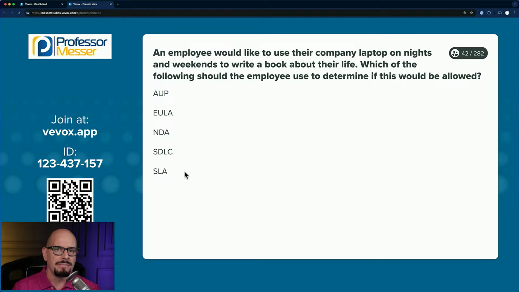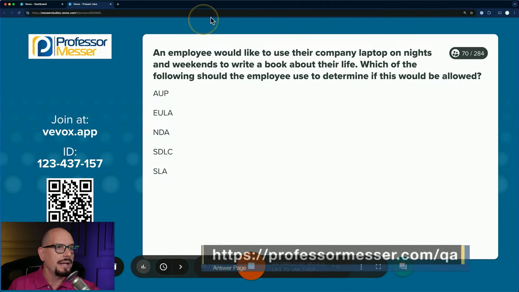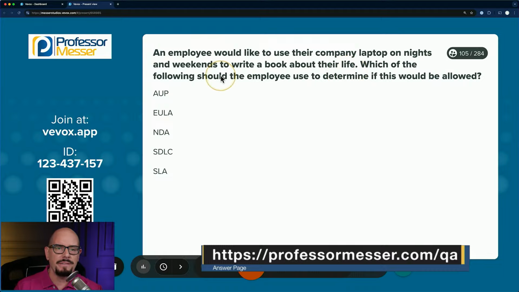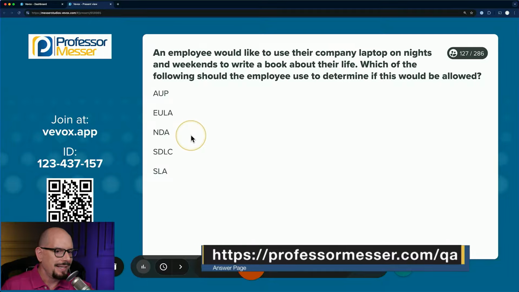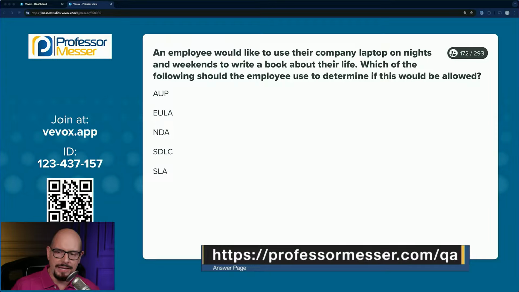It's an acronym. It's an all alphabet answer. The question again asks, an employee would like to use their company laptop on nights and weekends to write a book about their life. Which of the following should the employee use to determine if this would be allowed? Is it AUP, EULA, NDA, SDLC, or SLA? Which one is it? If you think you know the answer, go to professormesser.com/QA and lock in your answer. See if you know which one this one happens to be.